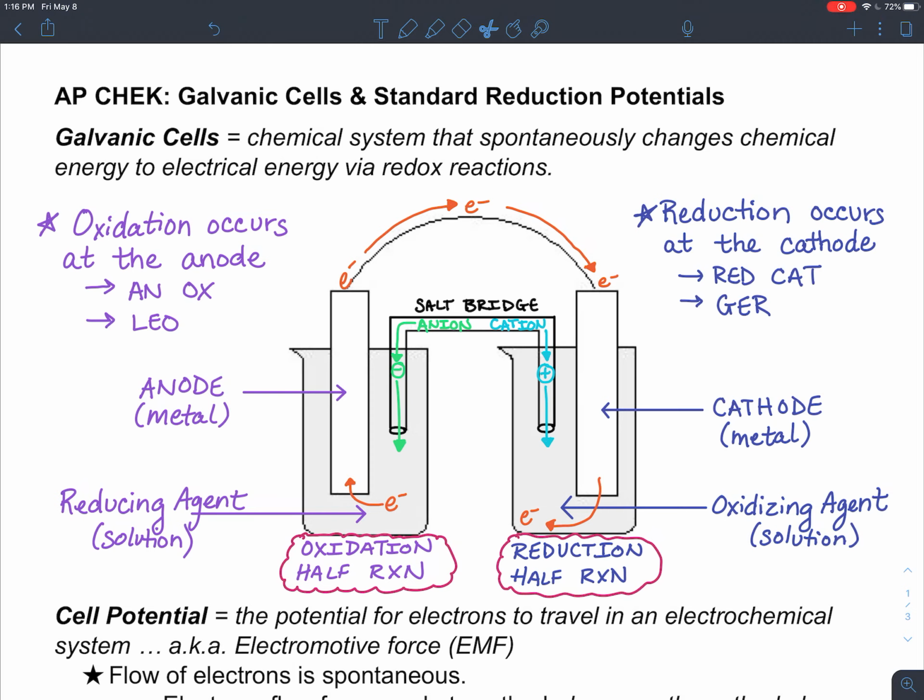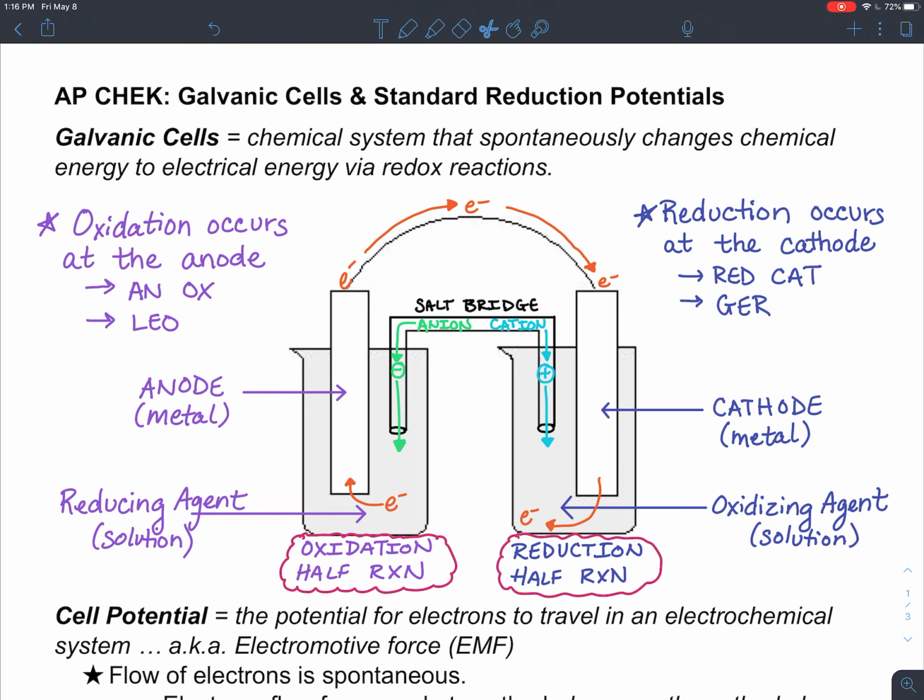All right, let's take a look at this check on galvanic cells and standard reduction potentials. So a galvanic cell is a chemical system that spontaneously changes chemical energy to electrical energy using redox reactions. Sometimes you'll see these as voltaic cells as well. We generally tend to use the term galvanic, but you could see both.